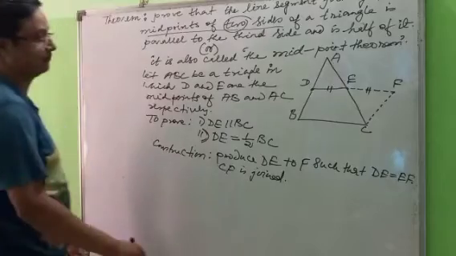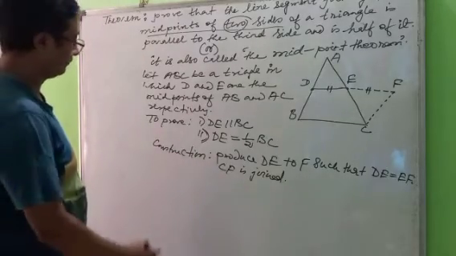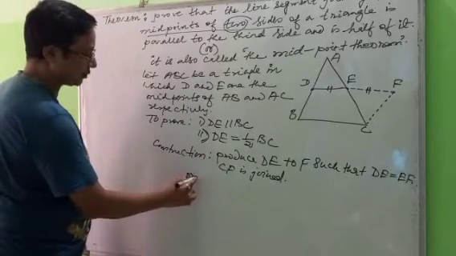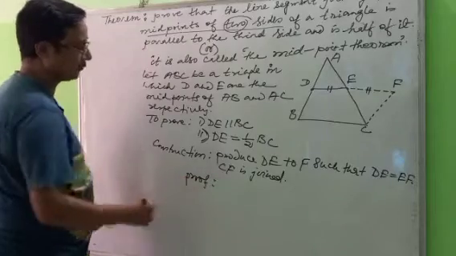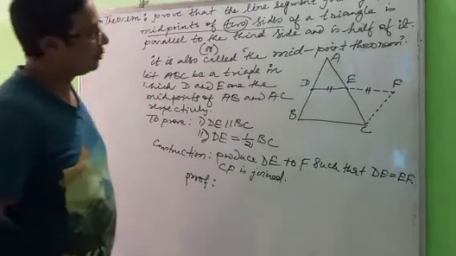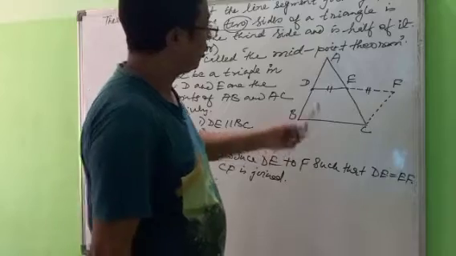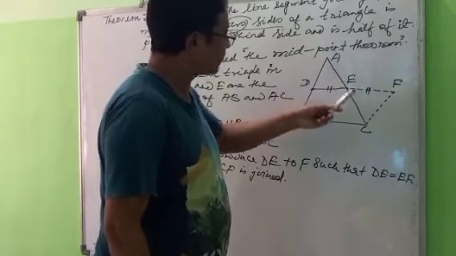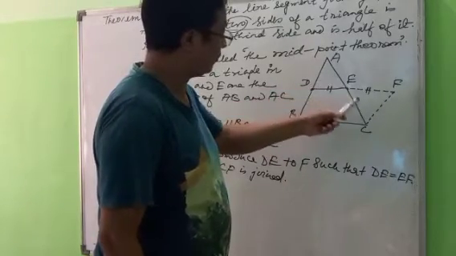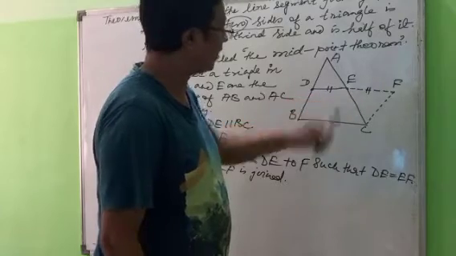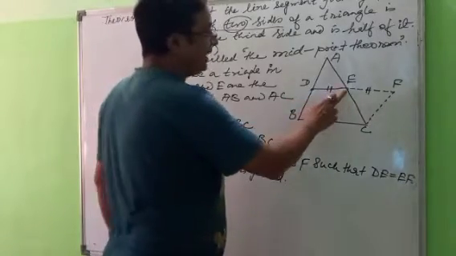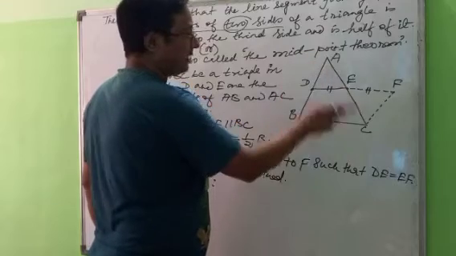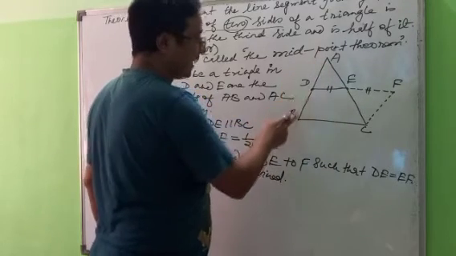So D is joined. Now you have to proceed step by step. So here comes the proof. First you will make these two triangles congruent. How? Here E is the midpoint of AC and D is the midpoint of AB.